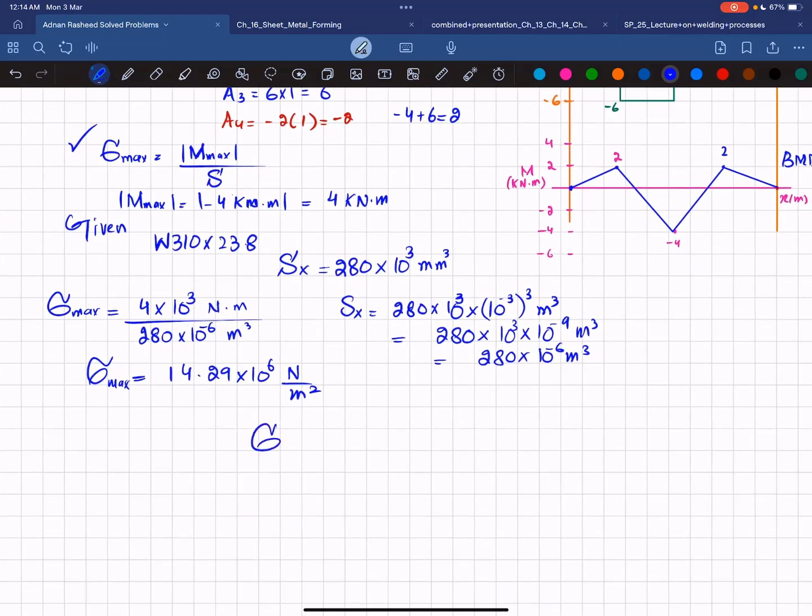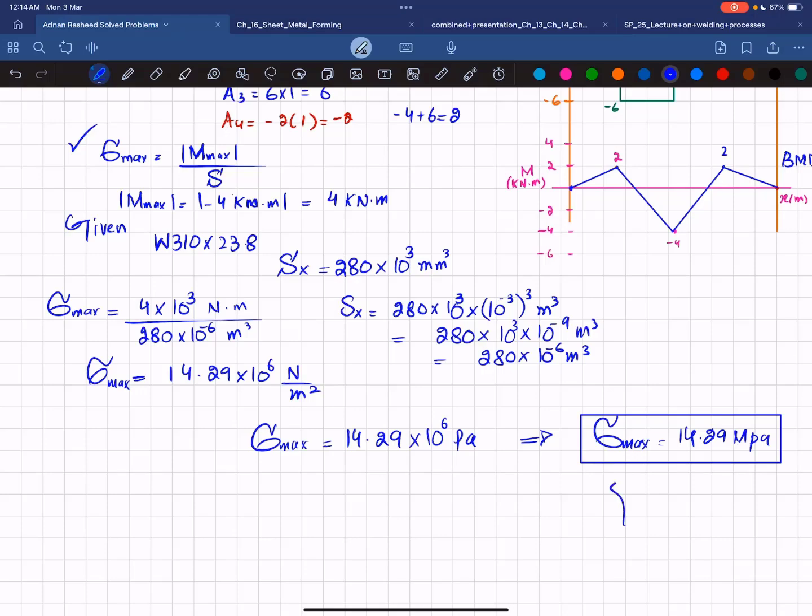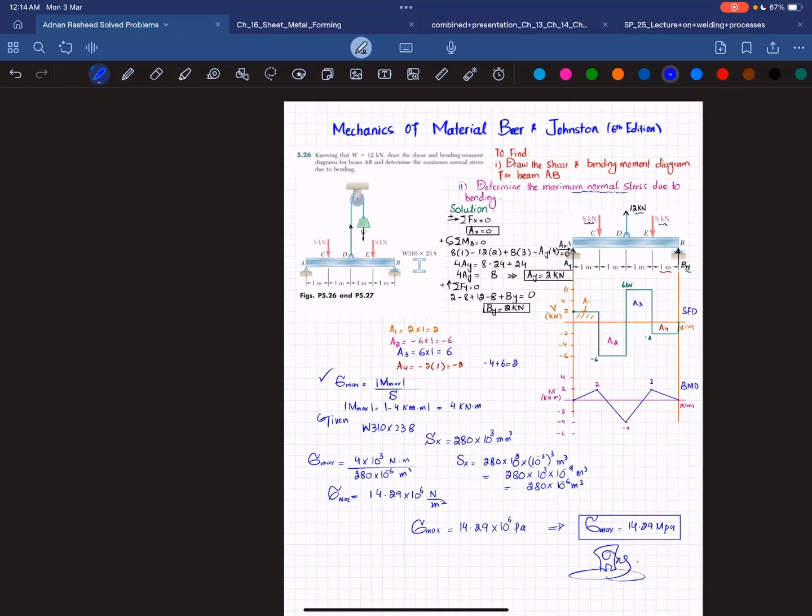So maximum bending stress in Pascal will be 14.29 into 10 to the power 6 Pascal, because Newton per square meter is Pascal. And if you want to convert this into megapascal, so maximum bending stress is equal to 14.29 megapascal, which is the answer of our second part. And that is all about this problem 5.26.